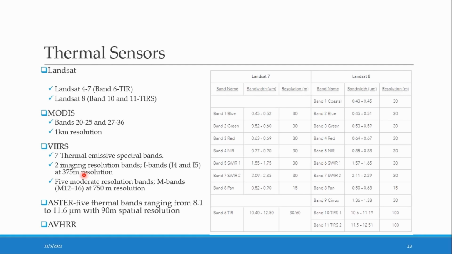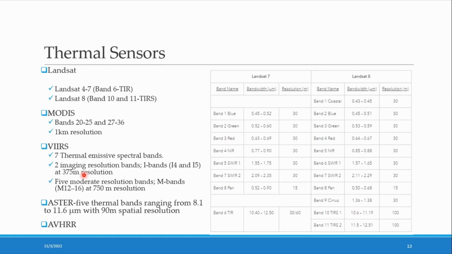Also, there is another, which is the AVHRR. There are very many thermal bands, but what I'm trying to say is that your choice of sensor will depend on the application you're going to carry out, the cost implications, and the coverage, or how frequently you want data. So the thermal sensors on board are very many.